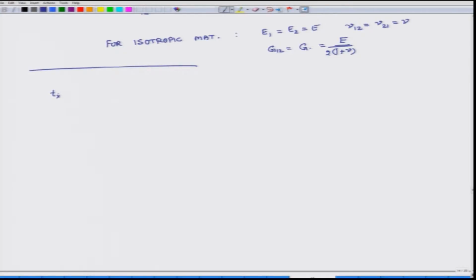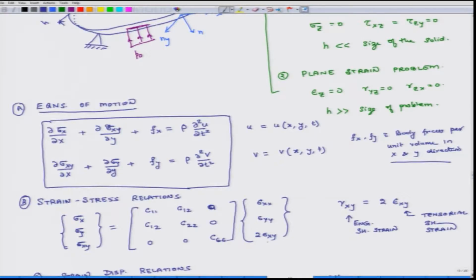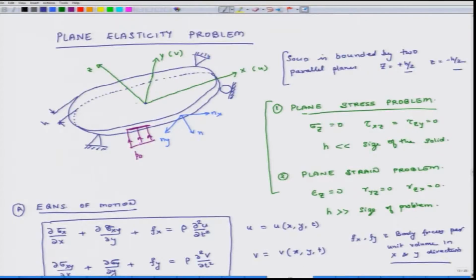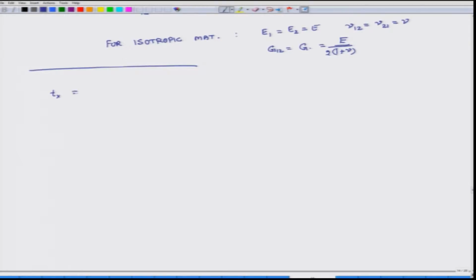So, what is traction? If any force, any stress is being applied on the boundary of the body, it will have an x component and a y component. These components are called tractions. This discussion is happening in the context of boundary conditions. So, Tx is equal to sigma x times nx.